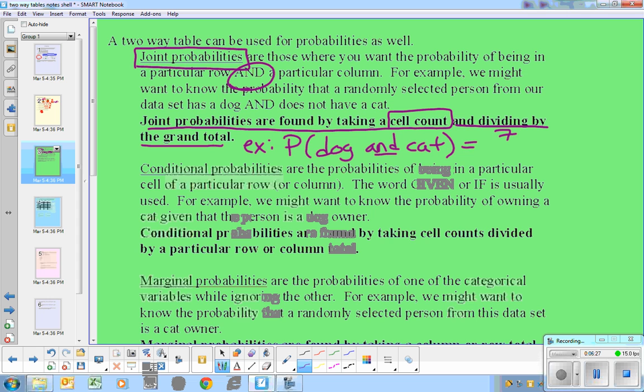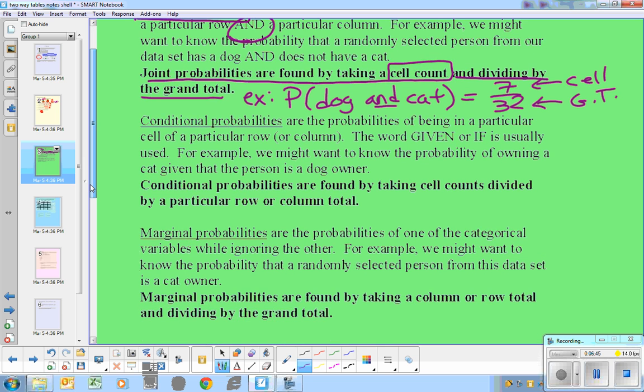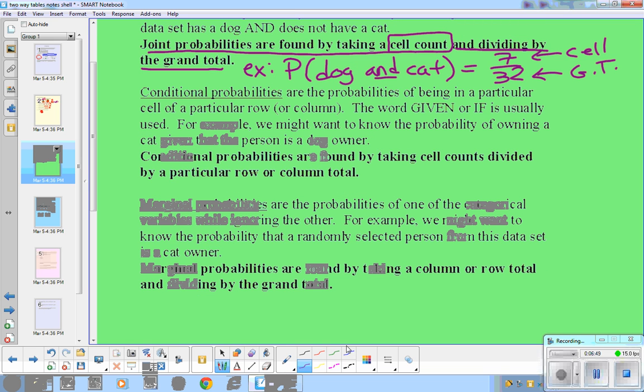That was a cell count that was in one of the boxes. This was a grand total, the total number of students. So you see the payoff of knowing that a joint probability is the one with an and, and then associating the fact that joint probabilities are cell over grand total. It makes it really clear how I find that particular probability, okay? Let's go to conditional probability.